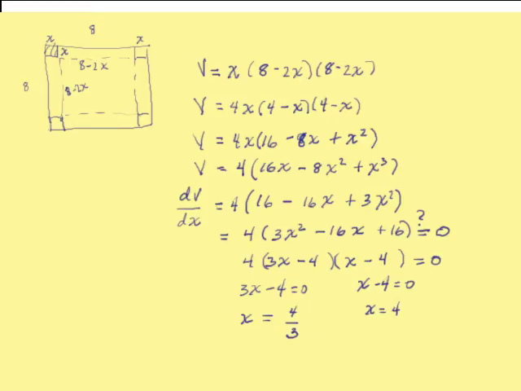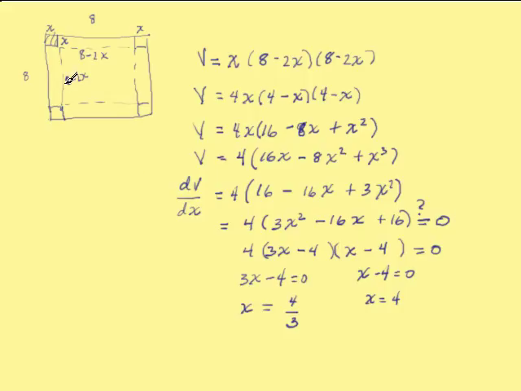Notice that if x is equal to 4, these little squares would be too big, and basically we'd be cutting out all the volume. There'd be nothing left. So that seems to minimize the volume, not maximize it. So we're going to assume that this one is the maximum. x is equal to 4 over 3.